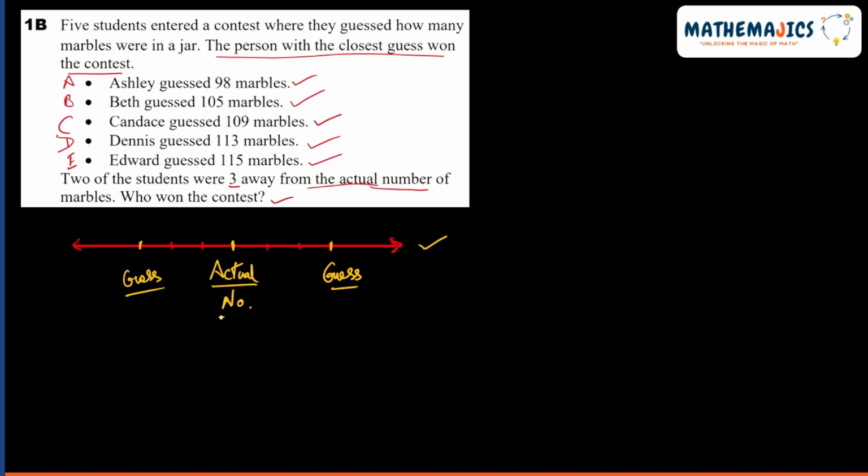I am assuming this to be the actual number of marbles, and these are the 2 guesses. We know that the 2 guesses are 3 away from the actual number, correct? So these 2 are 3 away from the actual number. Now, what will be the gap between these 2 guesses? If both are 3 away from the actual number, the gap between them will be 6. Yes, these will be the 2 guesses. Now, let's find out these 2 guesses which have a gap of 6 between them.